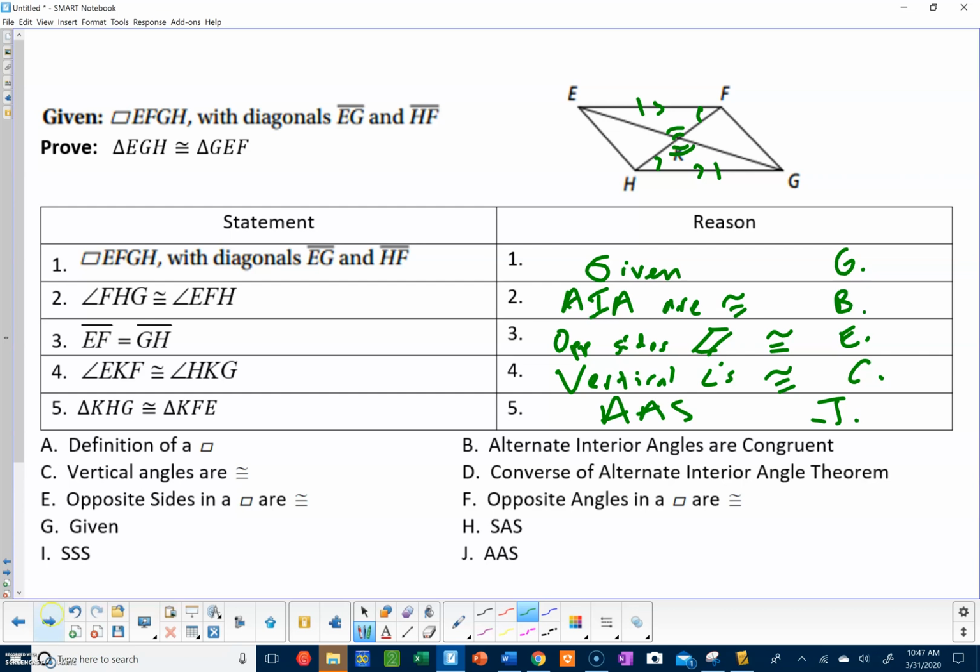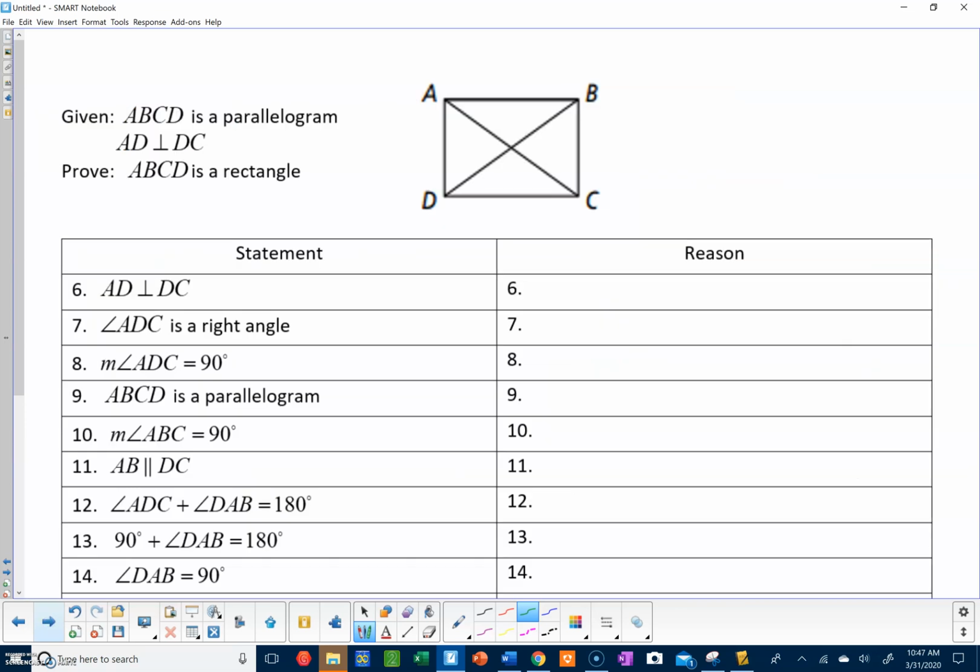Okay, let's look at our next proof here. We are again told that we have a parallelogram, and we are told that AD is perpendicular to DC. So AD right here, this angle is a right angle. That's a given statement here for us.